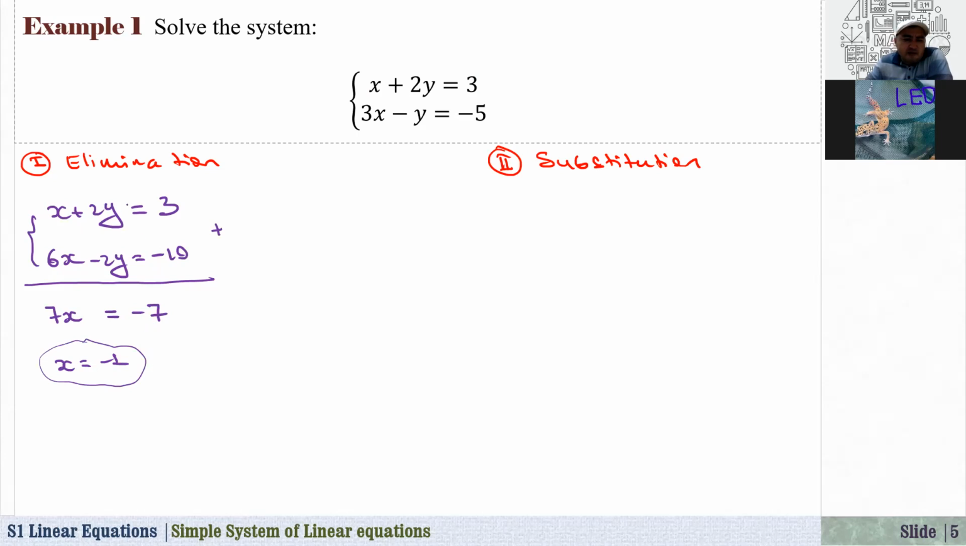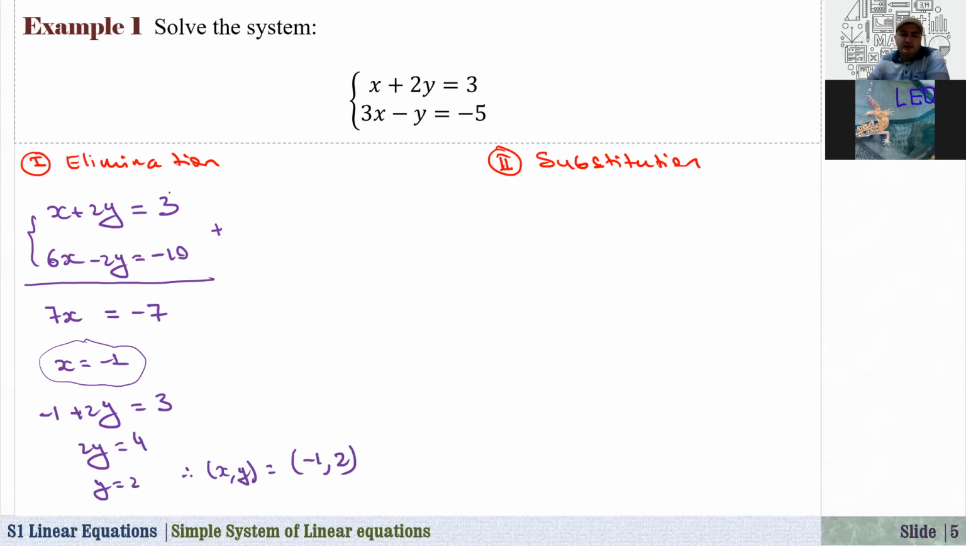Now, if I substitute this value into the first or the second equation, we will get the value of y. Of course, we need to look at which equation looks simpler for evaluation. Here, the first one looks simpler. So let me substitute into the first one. Here we have -1 plus 2 times y is equal to 3. Take -1 to the right-hand side, and 2y is equal to 3 plus 1. It is 4. So y is equal to 2. Now we can write the solution of this system. It is -1 and 2.